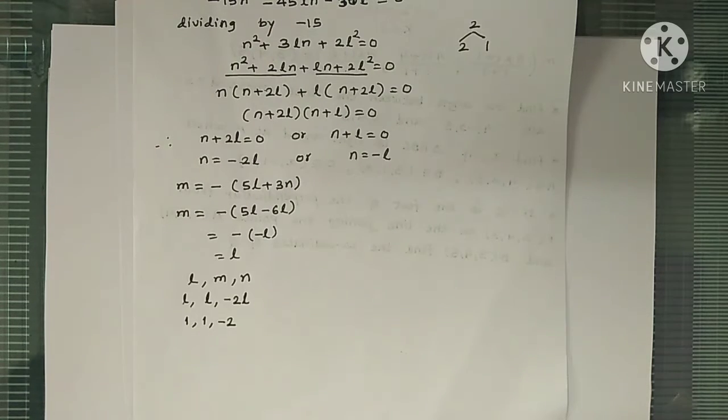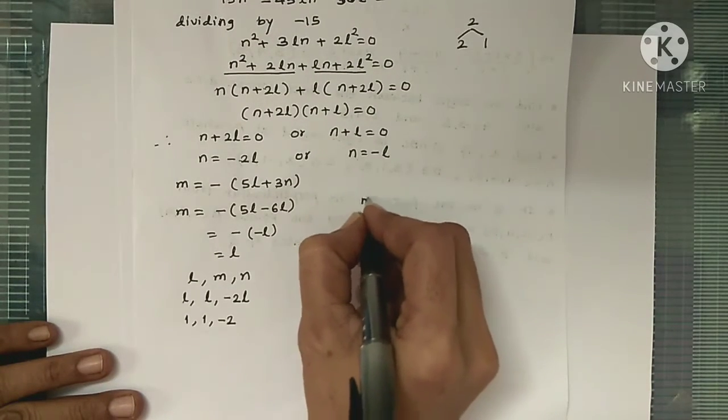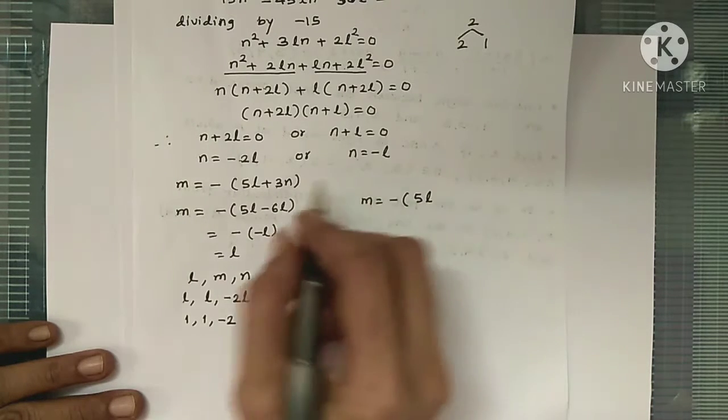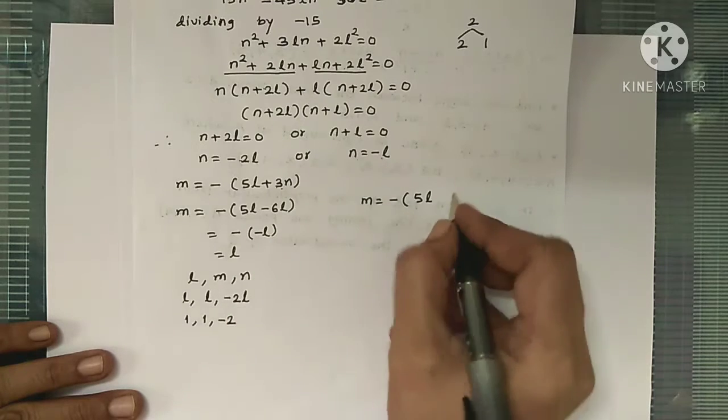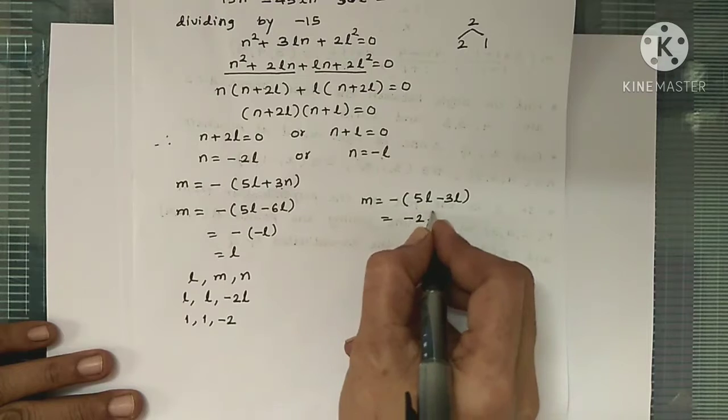So this is our first set. For the second set, let's consider n as minus l. So now m becomes minus 5l plus 3n. n is now minus l, so this is minus 3l. So this becomes minus 2l.